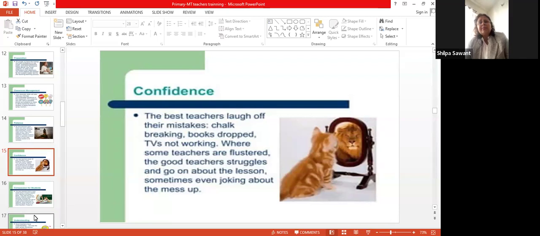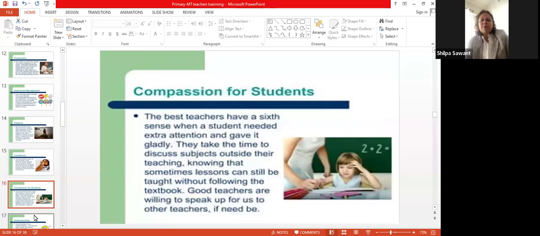You don't have to be that, because being a human being, we do also make mistakes. We struggle sometimes to go for a lesson, but the main thing is confidence. There are many times I have observed teachers who make mistakes, which she has realized, but the students do not realize, only because of her confidence. That is important. Compassion for students.